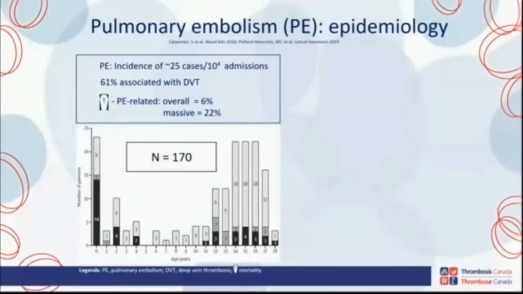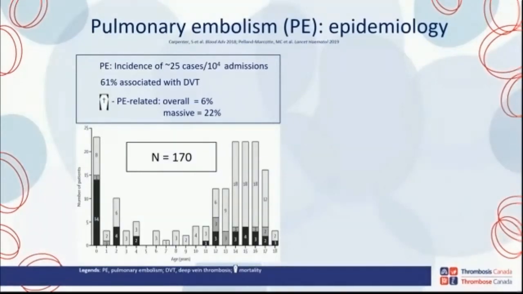Very well, let's shift gears to pulmonary embolism and allow me to share a collaborative study between Ottawa and Toronto with 170 pediatric PE patients in whom the overall mortality was 6%. But if we focus on the massive events, almost 1 in 4 of those patients died, higher than 30% if those PEs recurred, 2/3 of those associated with DVTs.